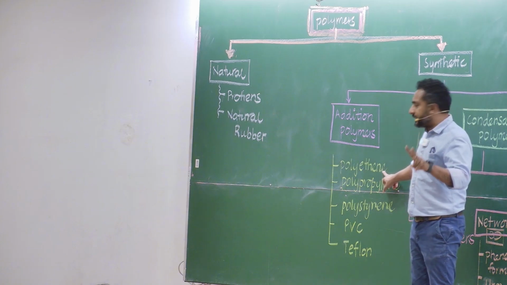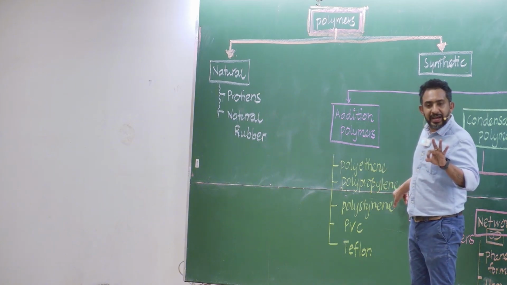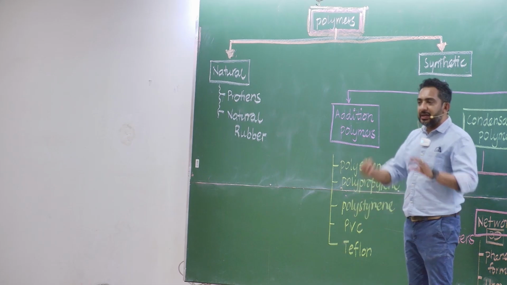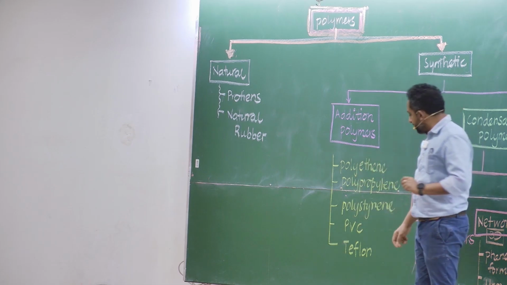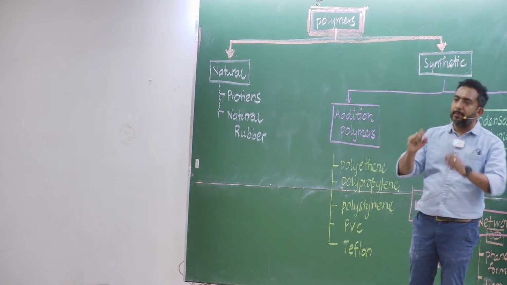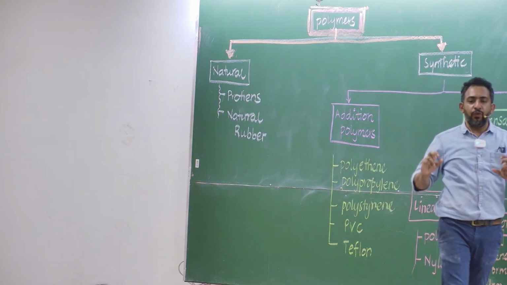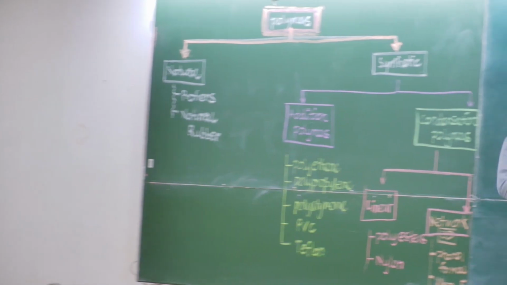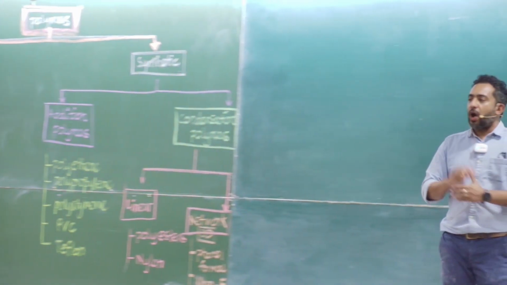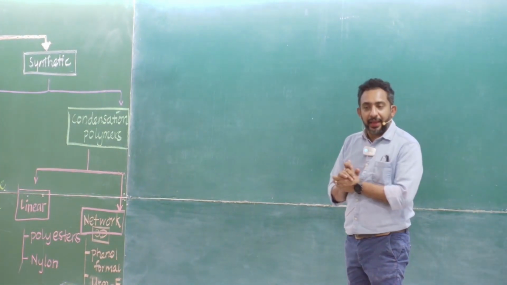Polyethylene means 2 carbons. Polypropylene means 3 carbons with a double bond. Polystyrene means double bond with a benzene ring. Polyvinyl chloride, double bond with 1 chlorine. Teflon, double bond with 4 fluorines. And we understood how to write the repeating unit, how to write the polymer, all that.